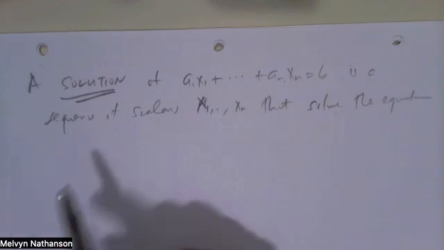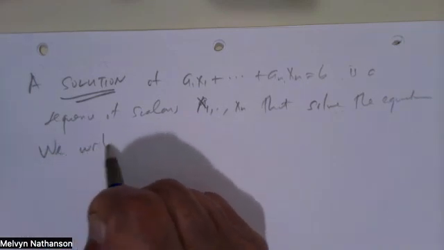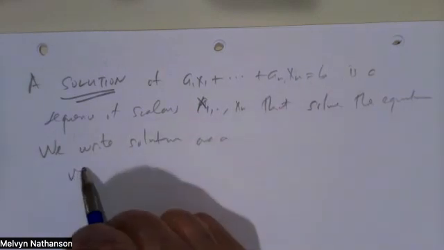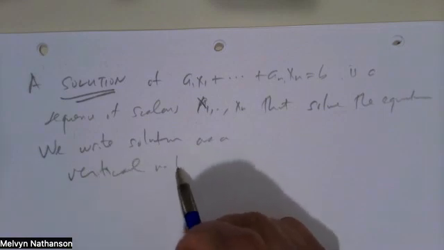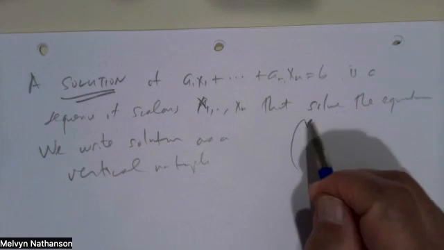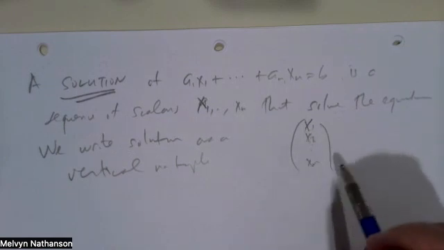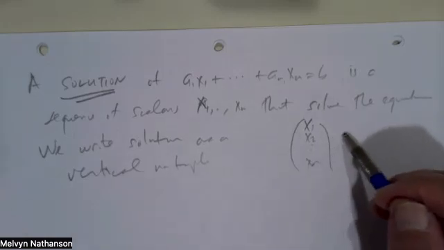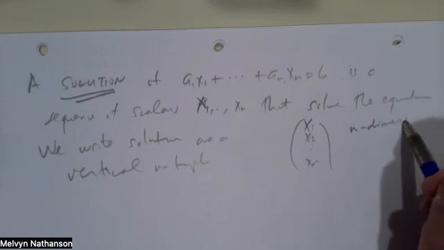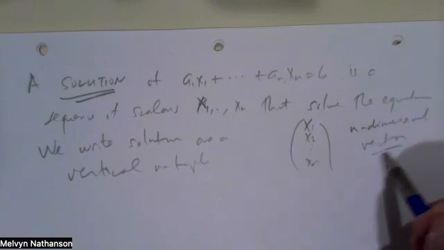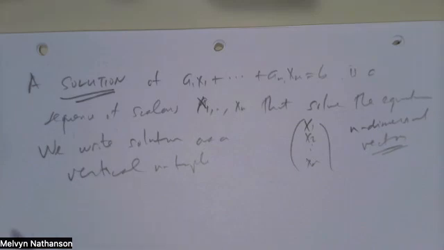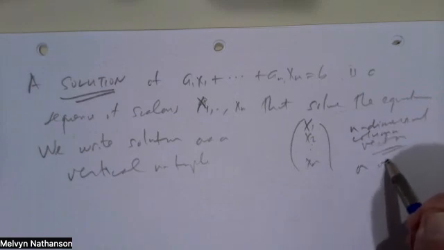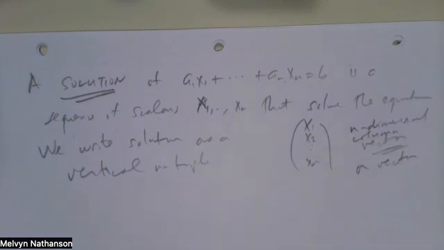And we write the solution as a vertical n-tuple. What that means is x1, x2 down to xn is the solution of the equation. So we say that, and we call this an n-dimensional vector, or just a vector, or n-dimensional column vector, or simply a vector when it's clear what the number of scalars is.